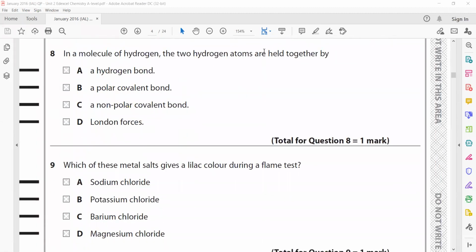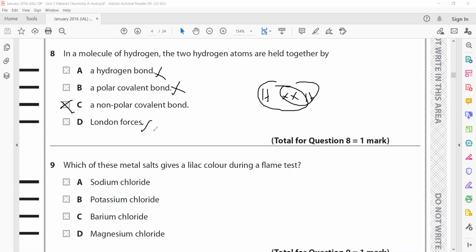In question 8, in a molecule of hydrogen, 2 hydrogen atoms are held together. So how are the 2 hydrogens held together? When hydrogen forms a bond with another hydrogen, there is a covalent bond. It's not a hydrogen bond, and it's not polar, because identical atoms have the same tendency to attract the shared pair of electrons. It's a non-polar covalent bond.